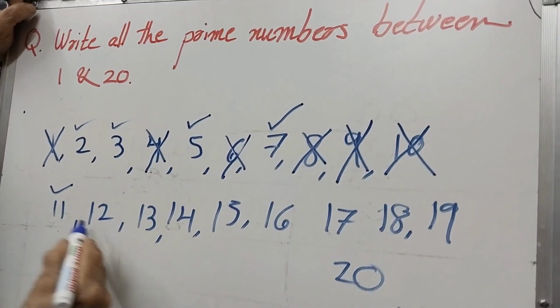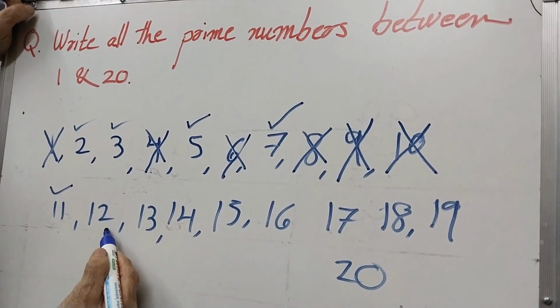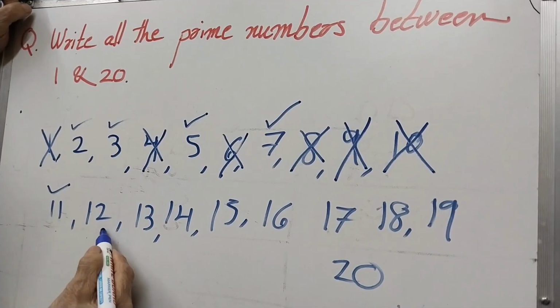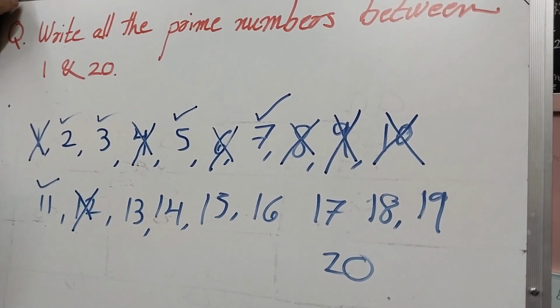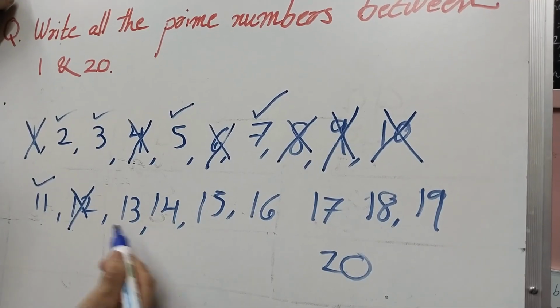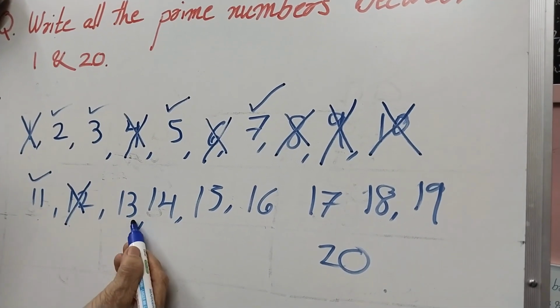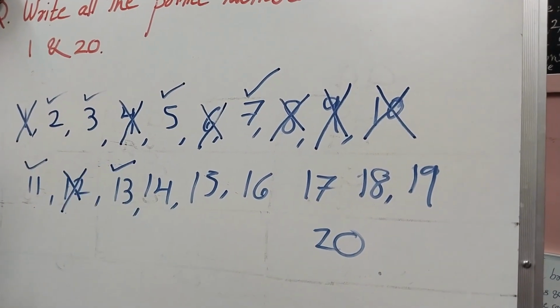Now 12. 1 is a factor, 12 is a factor and 6 2s are 12. So in between many factors are there and hence it cannot be called a prime number. Now 13. 1 is a factor, 13 is a factor. There are no in between factors for 13. So only 2 factors. So this is a prime number.